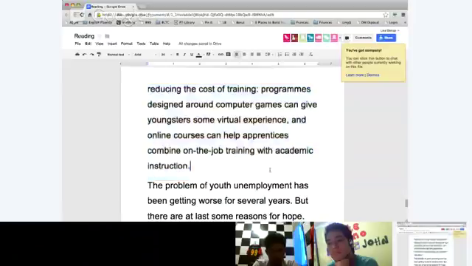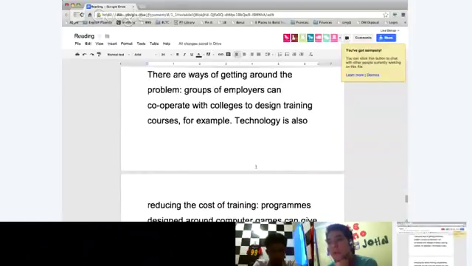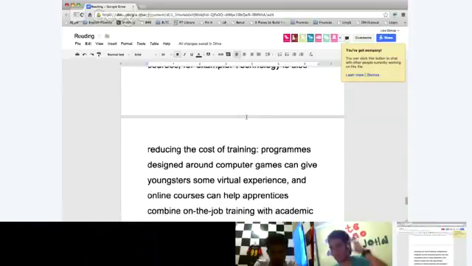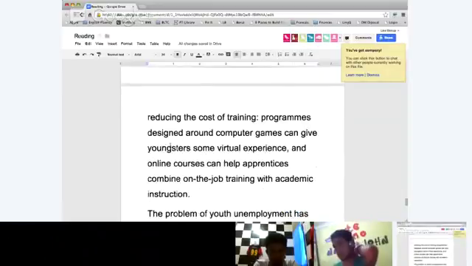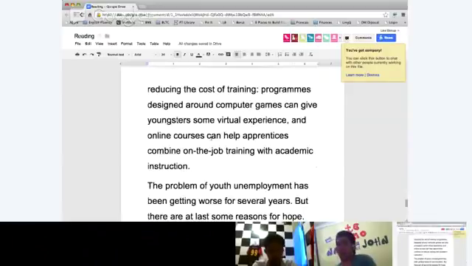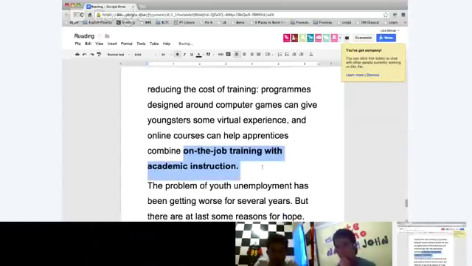Yeah. So basically they're saying that instead of the company training you, companies can work with or cooperate with colleges. So they can design the training courses so that you're going to school and you're learning this stuff, like using computer games and things like that, or online courses. But the company's not training you, the school is training you. So you also get on-the-job training, and you also get some academic instruction. Academic means like reading and writing and things like that.